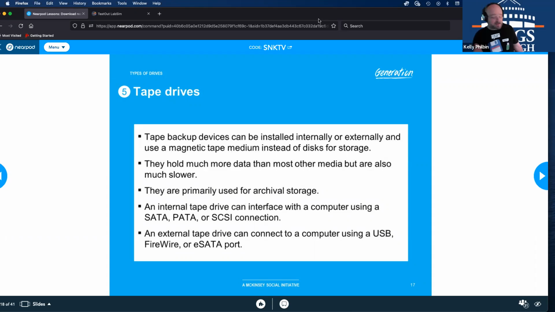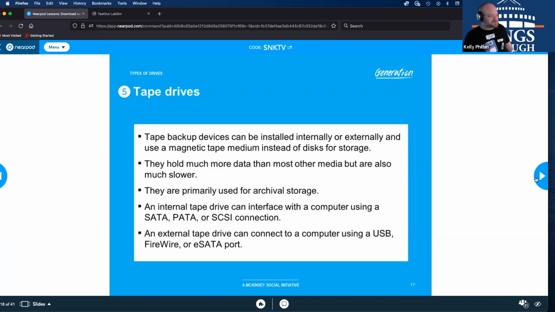And then they even had ones for a while called Jaz drives. Great name, pretty good technology, just never really caught on. It had a small cult following, but it never really developed enough market share to be viable.